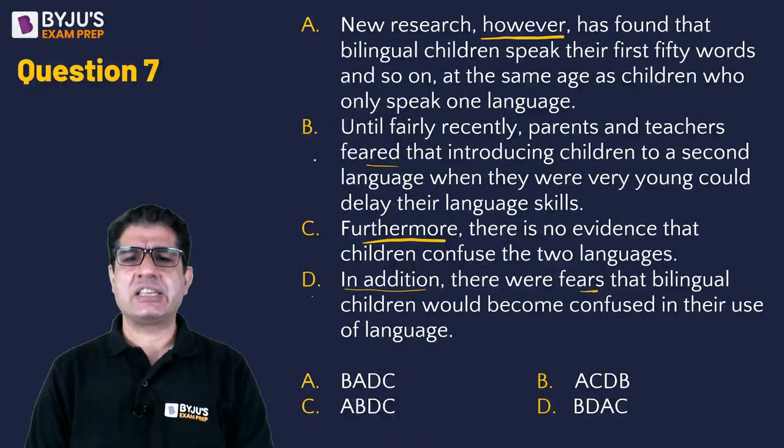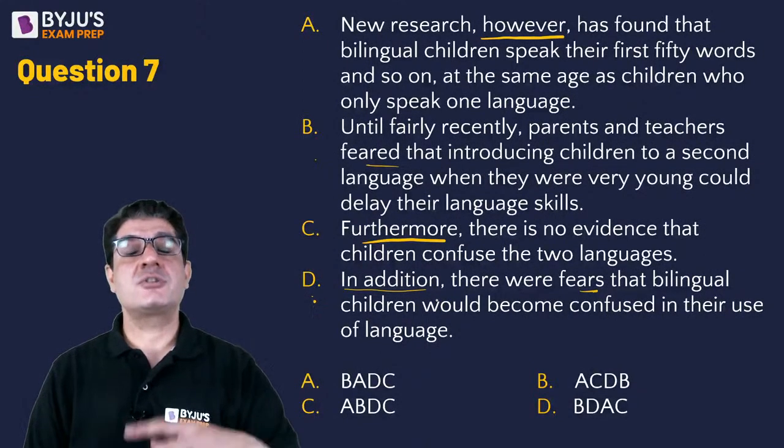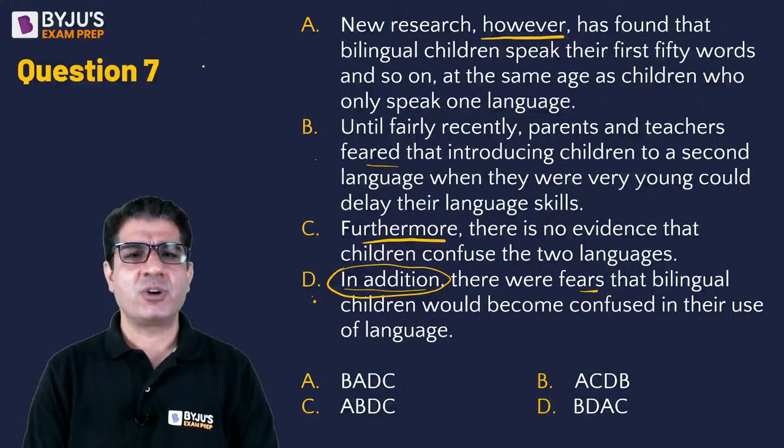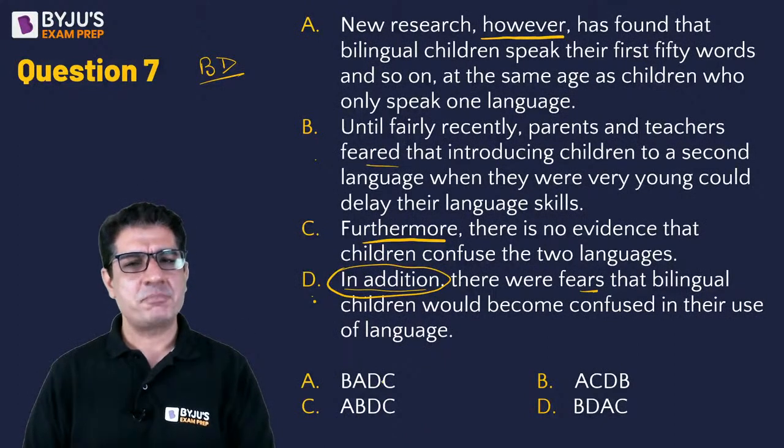So now start combining. See, B is talking about a fear. D is also talking about some more fears. And then it uses in addition. So it has to be put immediately after B. So you need to have BD. And there is only one option that has BD, and that's D. So that should be the answer.